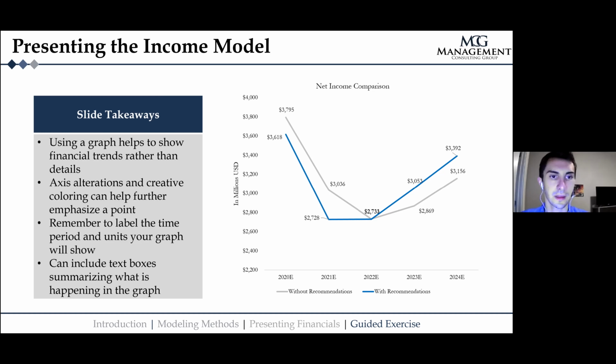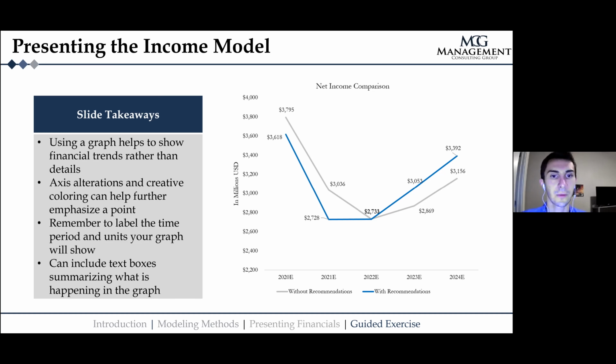So then, focusing on the left side, using a graph helps show financial trends rather than details. This shows that big picture really well. You can see, okay, Walmart overall is going to be making 3.6 billion in 2020, but then it's going to go down to 2.7 billion in 2021. It gives you the general idea, an overview.